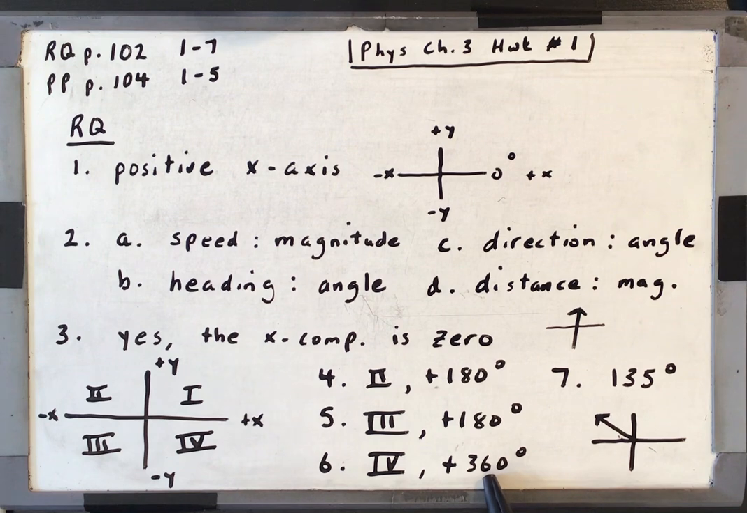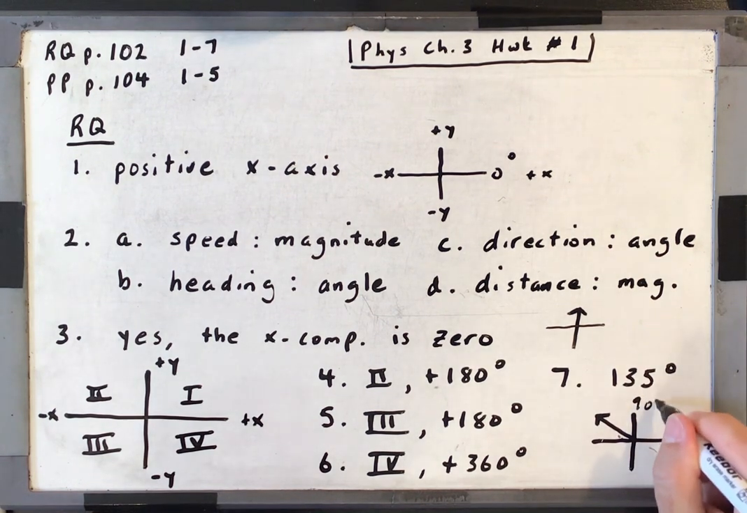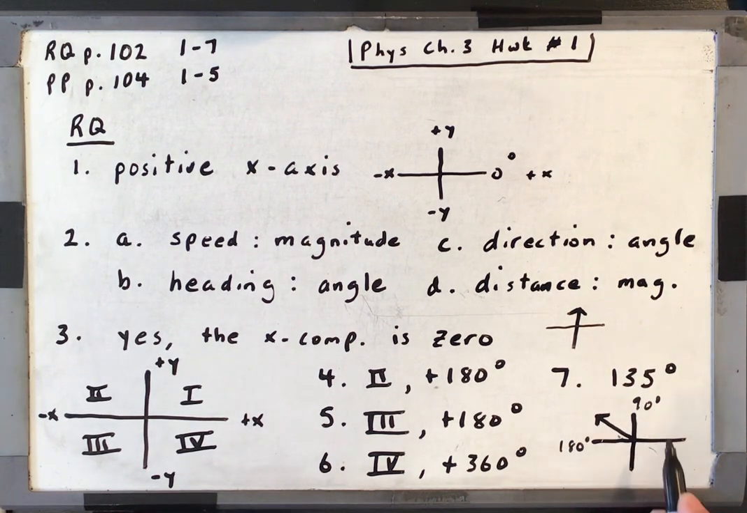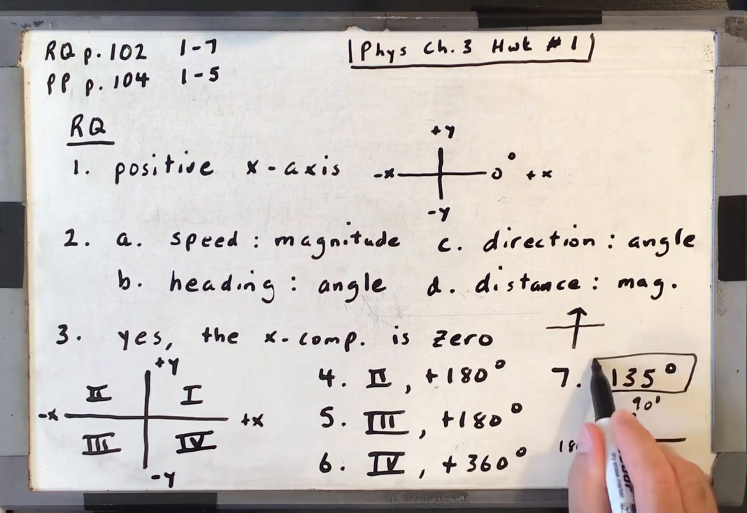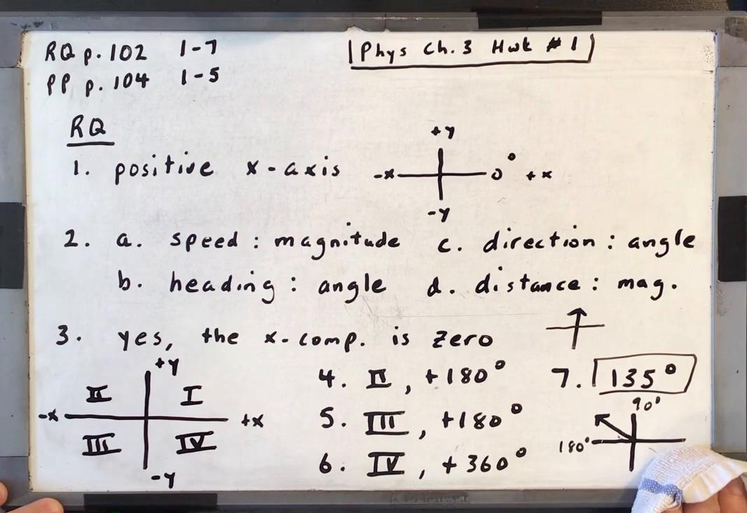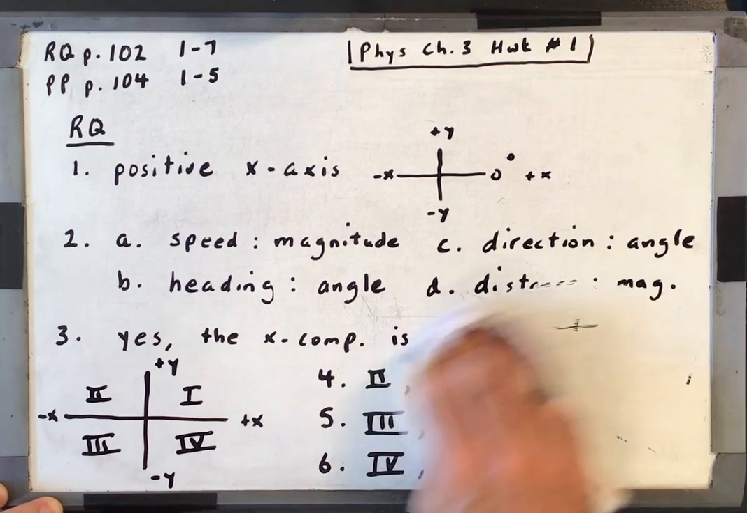Number 7, estimate the angle of the following vector. To me, it looks like it's about halfway in quadrant 2. So straight up is 90, and this would be 180. I would say split the difference between the two, and that'd be about 135 degrees. So that's the review questions, and we'll get on to the more mathematical portion of the problems with our practice problems.